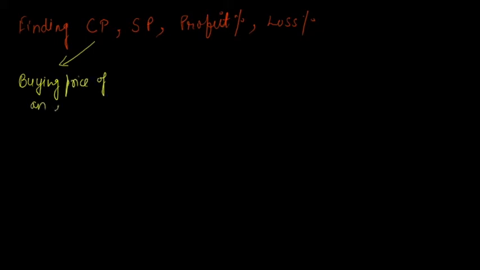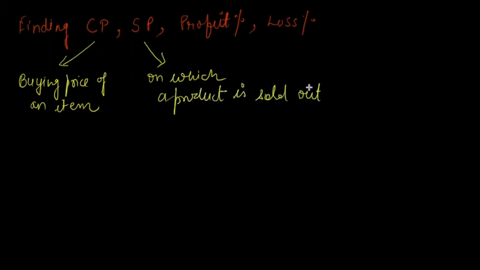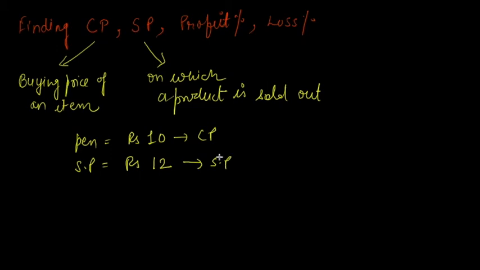of an item. Selling price is the price at which a product is sold, right? So if I say I have bought a pen for rupees 10 and I have sold it for rupees 12, this is the CP for the shopkeeper and this will be the selling price for me, right? Because I am selling it for rupees 12. Now from these terms you have to understand, if I was buying a pen for 10 rupees, I am selling it for 12 rupees, there is a profit.